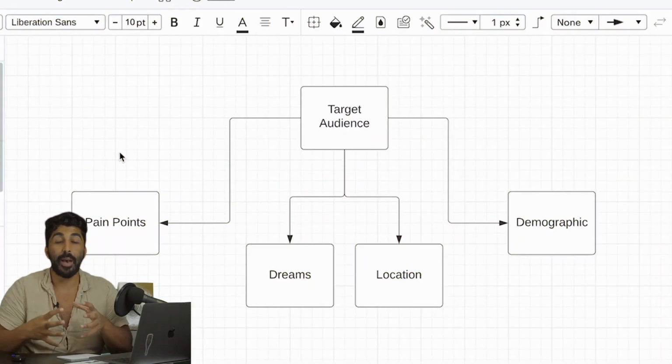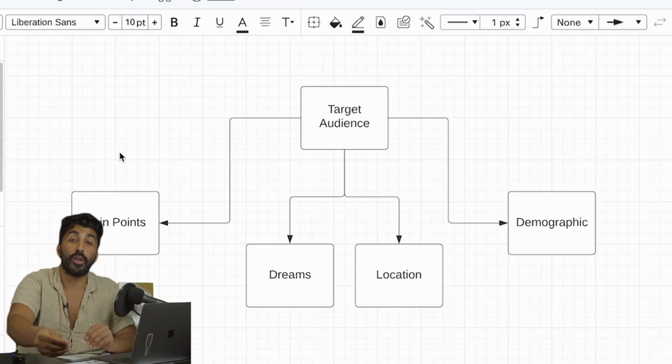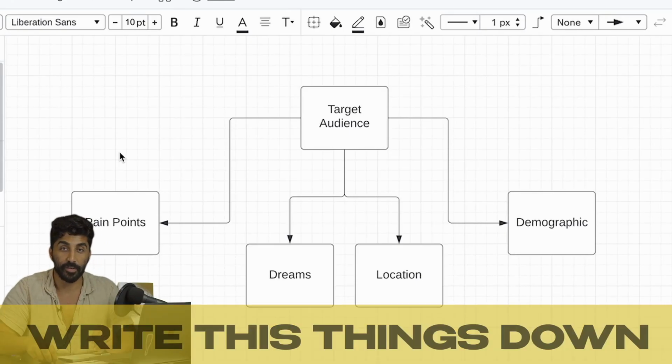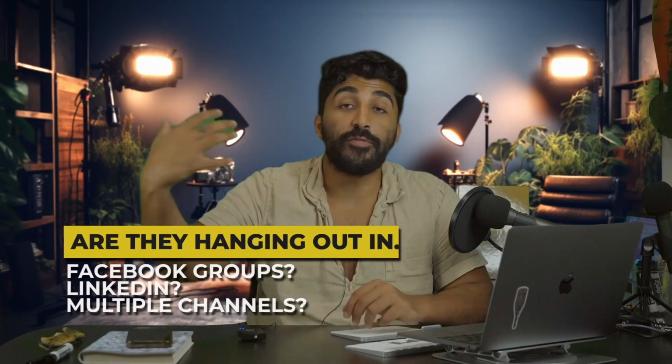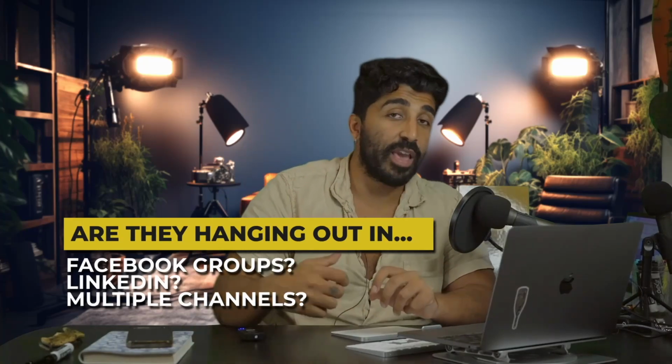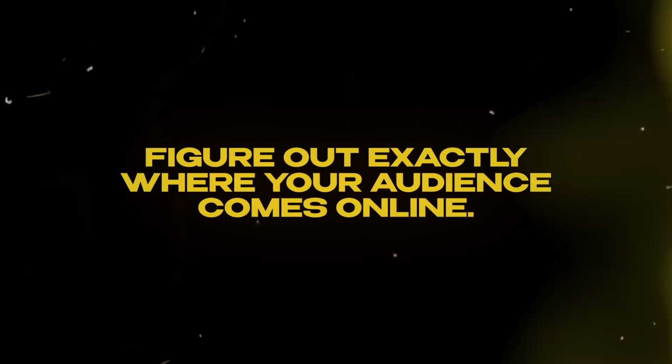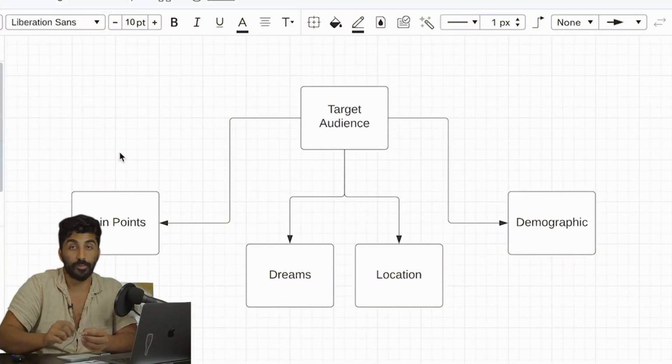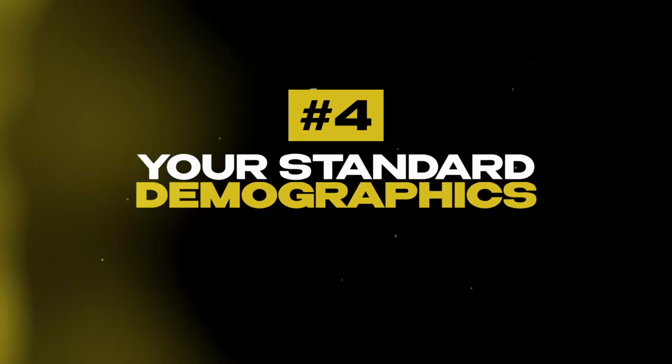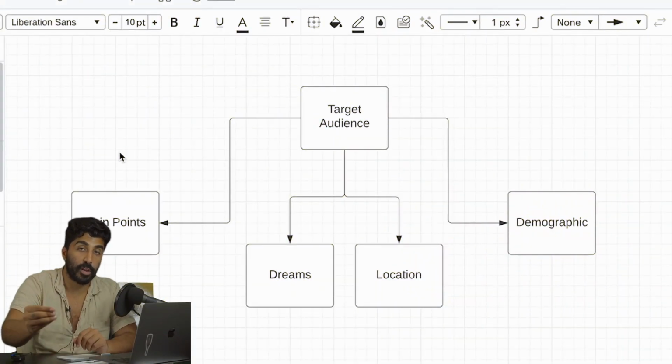Number 2, figure out this target audience's dream outcomes. That means, what would they ideally like to happen in their life that your product or service could help them achieve? Again, write these things down. Third, location, and I don't mean where they live. What I mean is where they hang out. Are they hanging out in Facebook groups? Are they hanging out on LinkedIn? Are they hanging out across multiple channels? Figure out exactly where your audience comes online. This will help you later in order to target these people. And number 4, your standard demographics: male, female, age range, which wealth class are they, what zip codes do they live in. Really nail these things down before you start marketing your business at all.